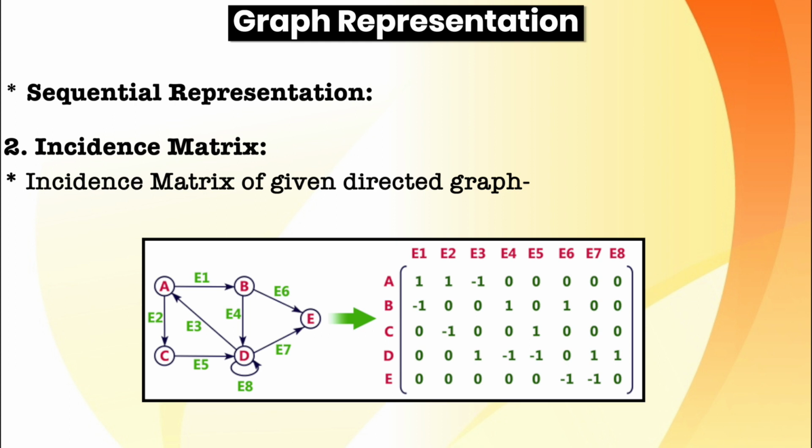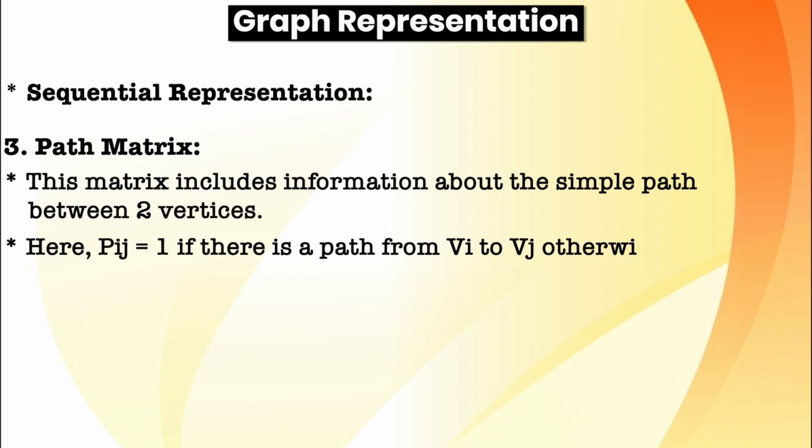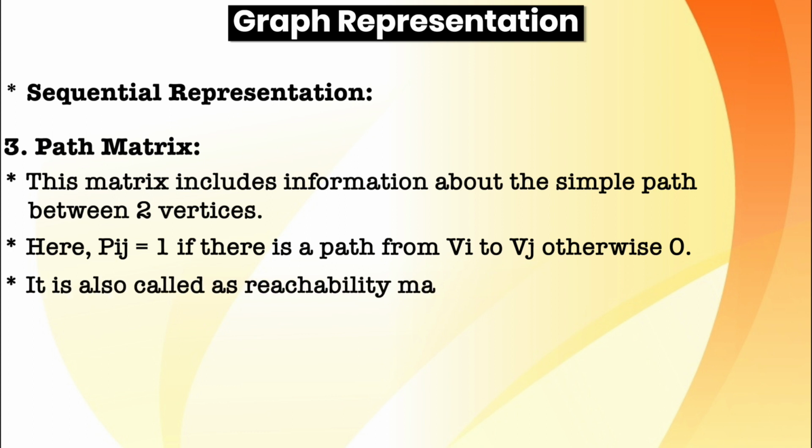The third matrix, the path matrix, includes information about simple paths between two vertices. Here Pij will be equal to 1 if there is a path from Vi to Vj, otherwise 0. It is also called the reachability matrix of graph G.